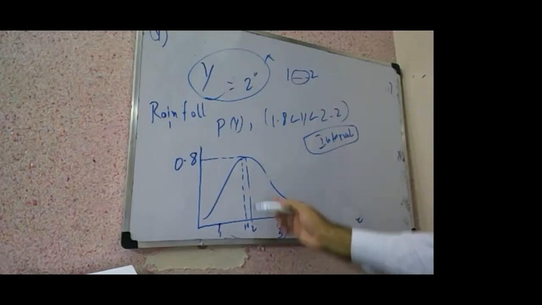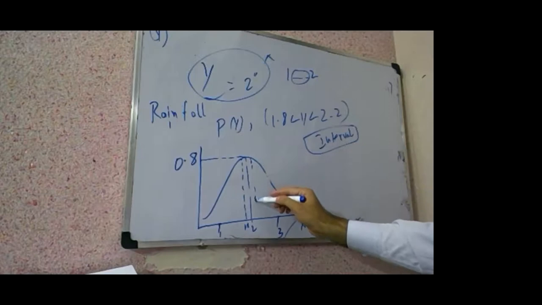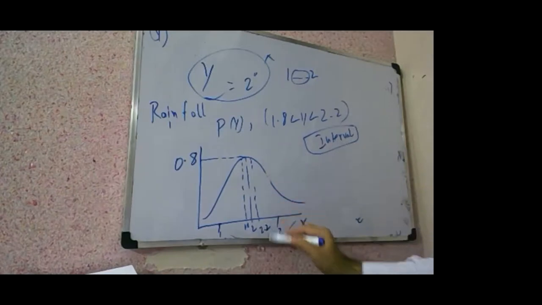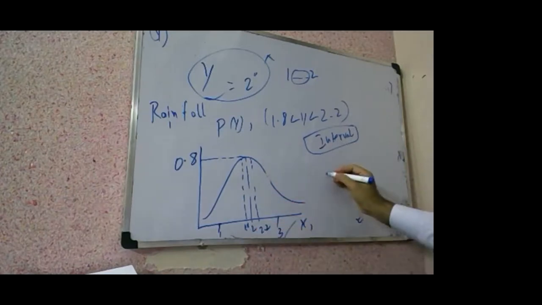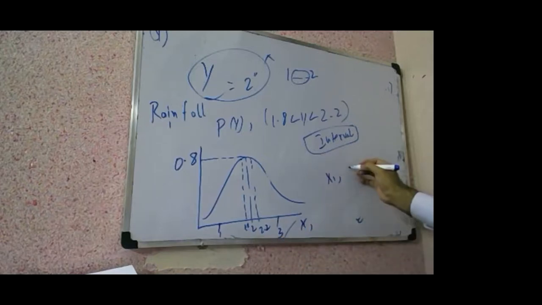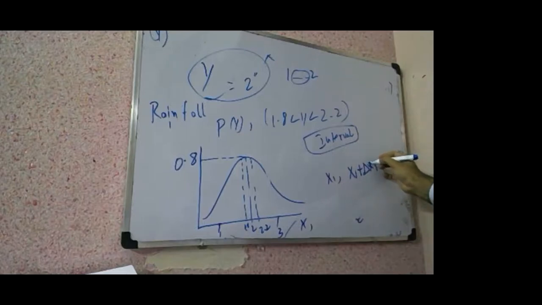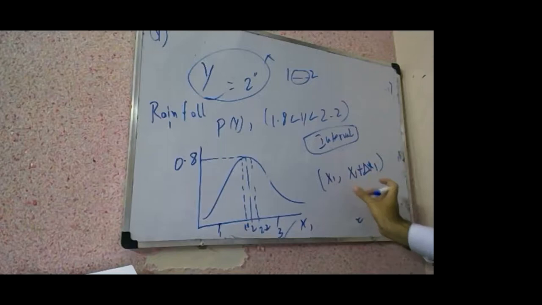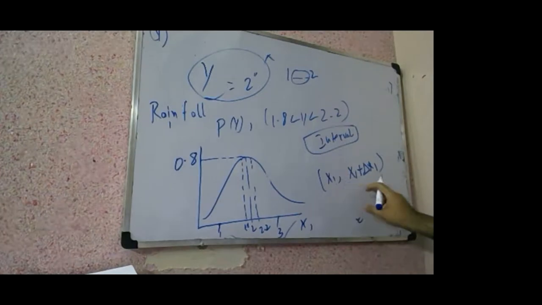But I cannot use a single point, because it's continuous. So I draw a range up to 2.2. What is this? 1.8 is x1, and 2.2 is x1 plus the change in x1. Do you understand? So I have this interval to find the probability. What is the probability in this interval? Now we need to know the area under the curve in this interval.